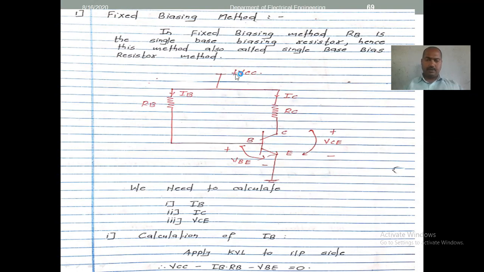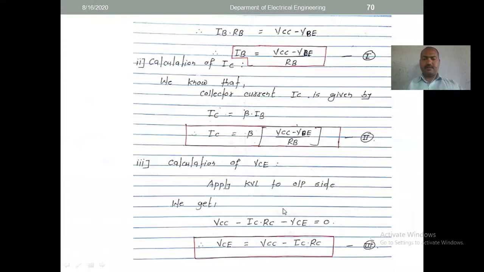So start with this point: plus VCC minus of IC into RC minus of VC, right? See here, plus VCC minus of IC into RC minus VC.